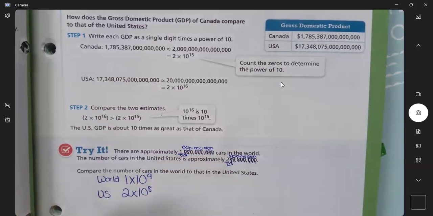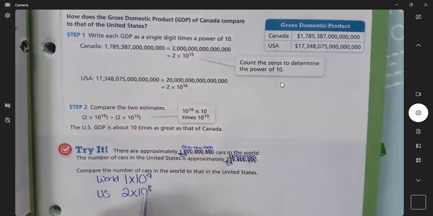So now we're going to compare them. Which is greater? The 2 may be greater, but this one has a whole other place value. It has 9 instead of 8. So this wins. This 9 trumps that 2. The exponent is always going to win over the single digit over here. So the world has more cars than the United States.